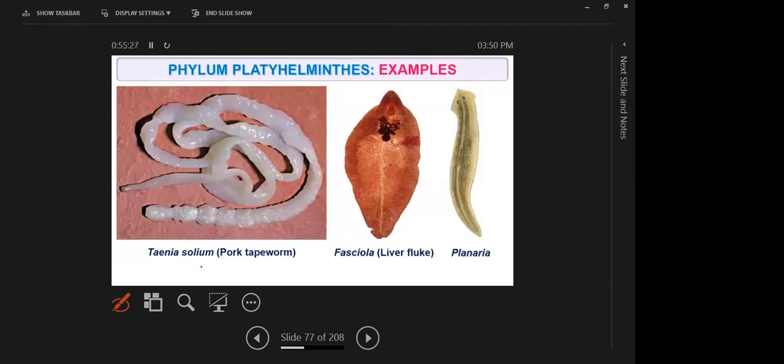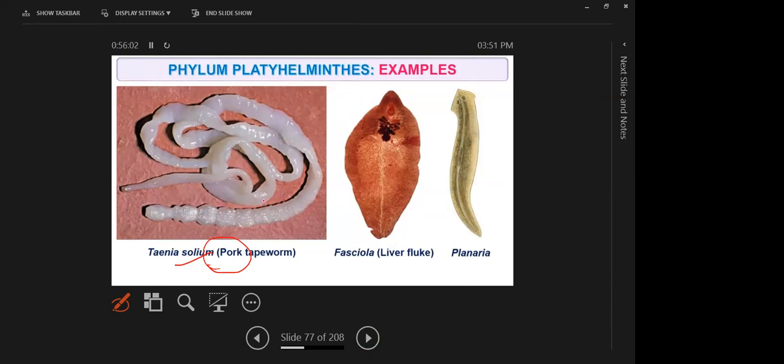Now, these are the names given in your textbook. As per that, we have given here. Taenia solium, what is that? Tapeworm. It is commonly present in the person who eats pork. Pork is pig meat. So one who eats that. Actually, the studies have shown that.